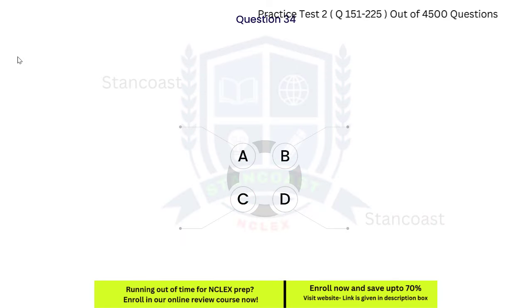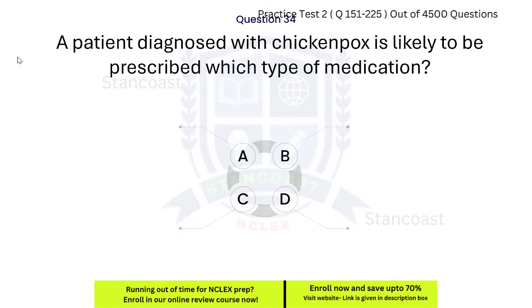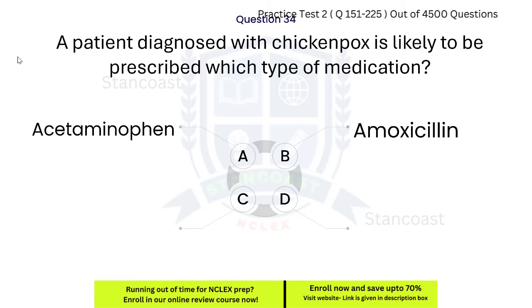Let's move on. A patient diagnosed with chickenpox is likely to be prescribed which type of medication? A. Acetaminophen. B. Amoxicillin. C. Warfarin. D. Acyclovir. Think about the best treatment for viral infections like chickenpox.